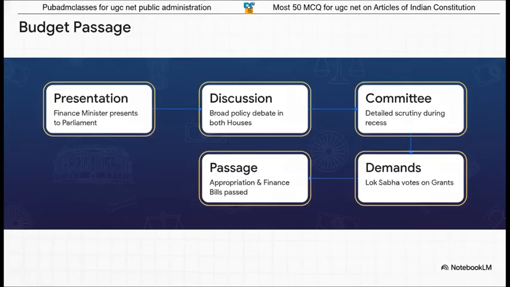So, how does this constitutional theory actually translate into practice? Transforming a proposed financial statement into legally binding government action takes 5 crucial steps. It kicks off with the finance minister's presentation, which is followed by a broad general discussion. Then Parliament goes into recess for some detailed committee scrutiny. After that, the Lok Sabha votes on specific demands for grants. Finally, passing the appropriation and finance bills gives the government the legal authority to actually spend money and collect taxes.